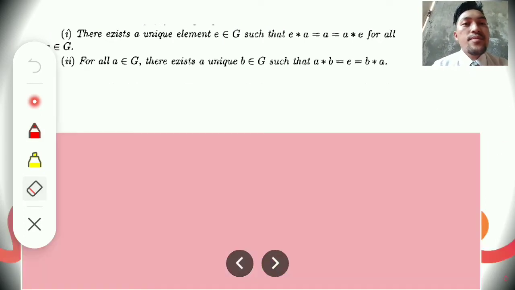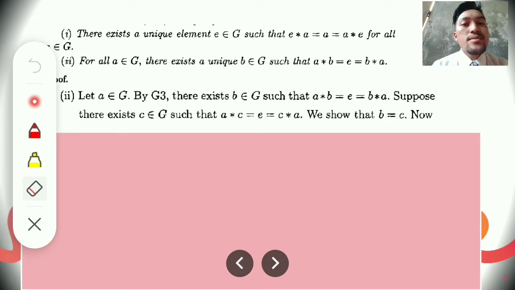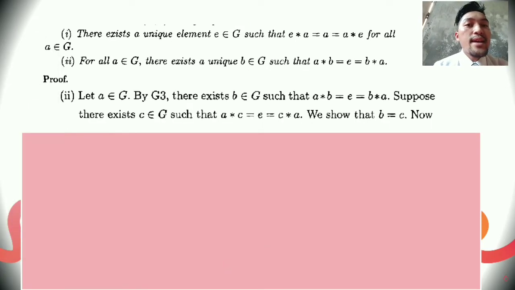For number 2, our proof: let a belong to G. By using G3, there exists b that is an element of G such that a star b equals e equals b star a. Suppose there exists c that is an element of G such that a star c equals e equals c star a. We show that b equals c.